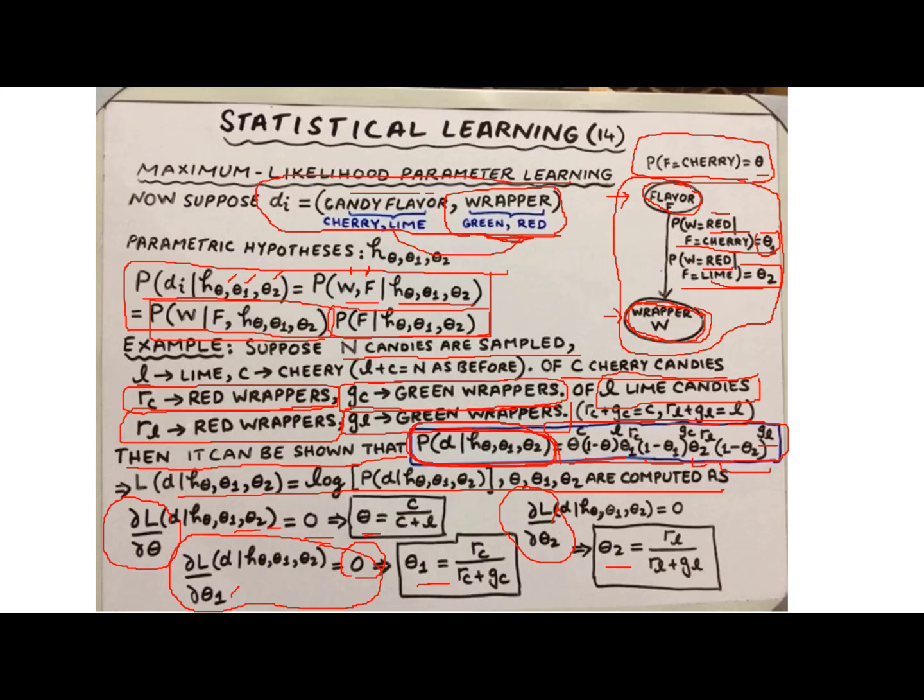So this is a generic framework of calculating the parameters using maximum likelihood or log likelihood learning. This example and its working has been detailed in the textbook as well. So you can work out the remaining details by yourself by referring to the textbook example.